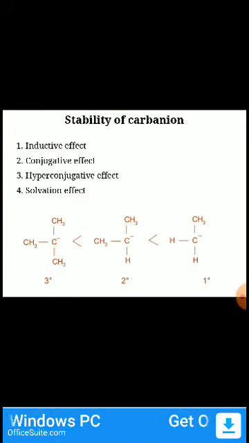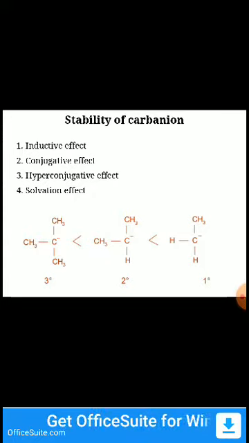Next, the stability of carbanion. Carbanion stability is just the opposite of carbocation stability. In the case of carbanion, the primary or 1-degree carbanion is more stable than the others. Here also the stability is defined by the inductive effect, conjugative effect, hyperconjugation effect and solvation effect, and this example shows the inductive effect.